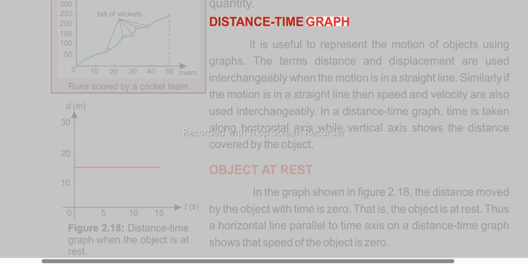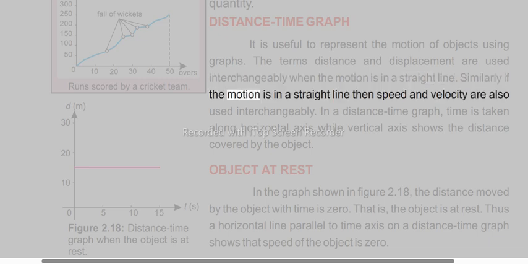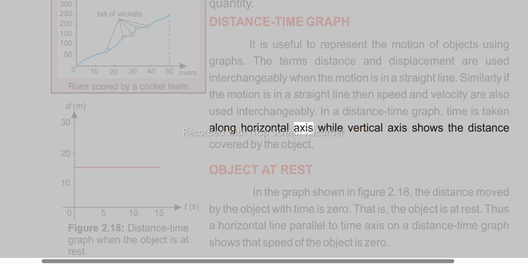Distance-time graph. It is useful to represent the motion of objects using graphs. The terms distance and displacement are used interchangeably when the motion is in a straight line. Similarly, if the motion is in a straight line, then speed and velocity are also used interchangeably. In a distance-time graph, time is taken along the horizontal axis, while the vertical axis shows the distance covered by the object.